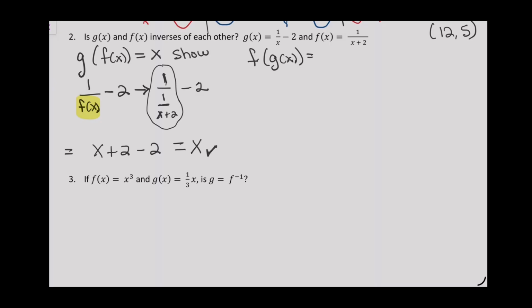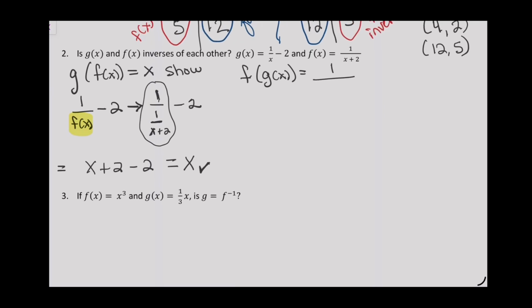Now let's do the composite the other way. I'm going to take the f of x function, which is 1 over x plus 2, okay? And in that x spot, I'm going to put the entire g of x function. So 1 over x minus 2, and then I have the plus 2 on the back end of that. Well, these are gone. And I now have 1 over x. We'll multiply by the reciprocal. This is x, so I have shown it this way as well. I have shown it both ways.